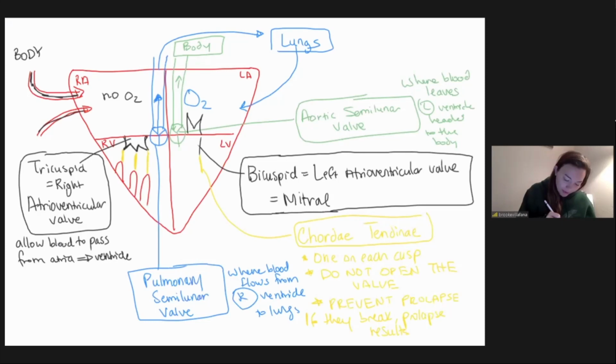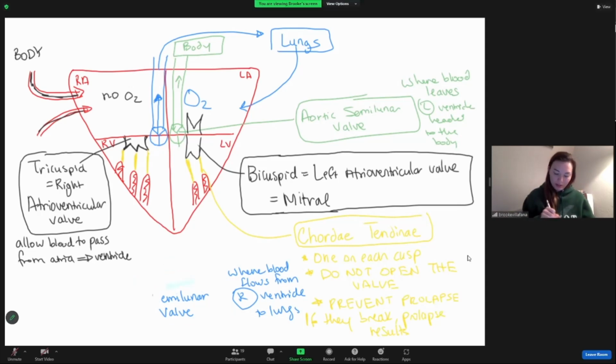Then we have papillary muscle, okay? There's one papillary muscle per chordae tendineae. So I'm going to redraw my valve, draw my chordae tendineae, okay? So one papillary muscle per chordae tendineae.